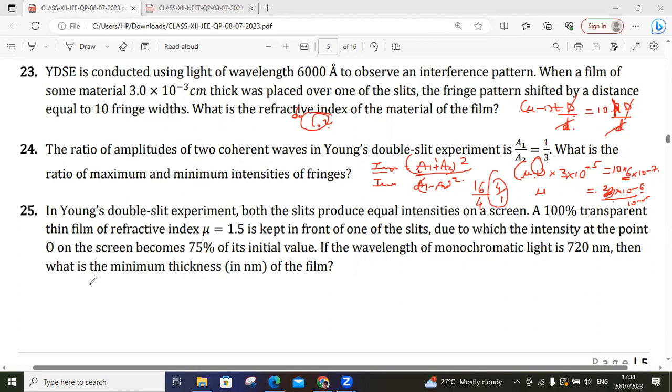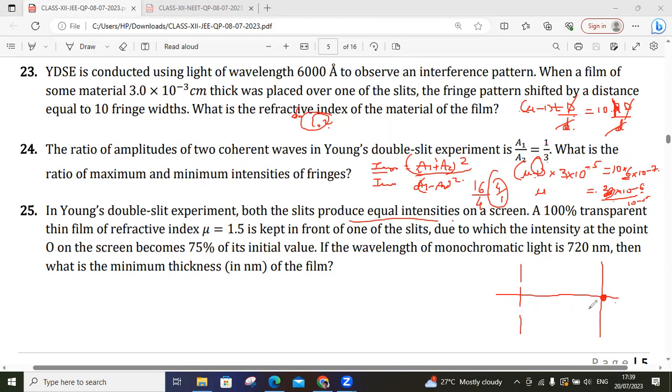Then 25th problem. In a double-slit experiment, both the slits produce equal intensities on a screen. A 100% transparent thin film of refractive index mu is kept in front of one of the slits, due to which intensity at the point O on the screen becomes 75% of its initial value. Okay. If the wavelength of monochromatic light is 720 nanometer, then what is the minimum thickness of the film? Right? So here this is the double-slit experiment.